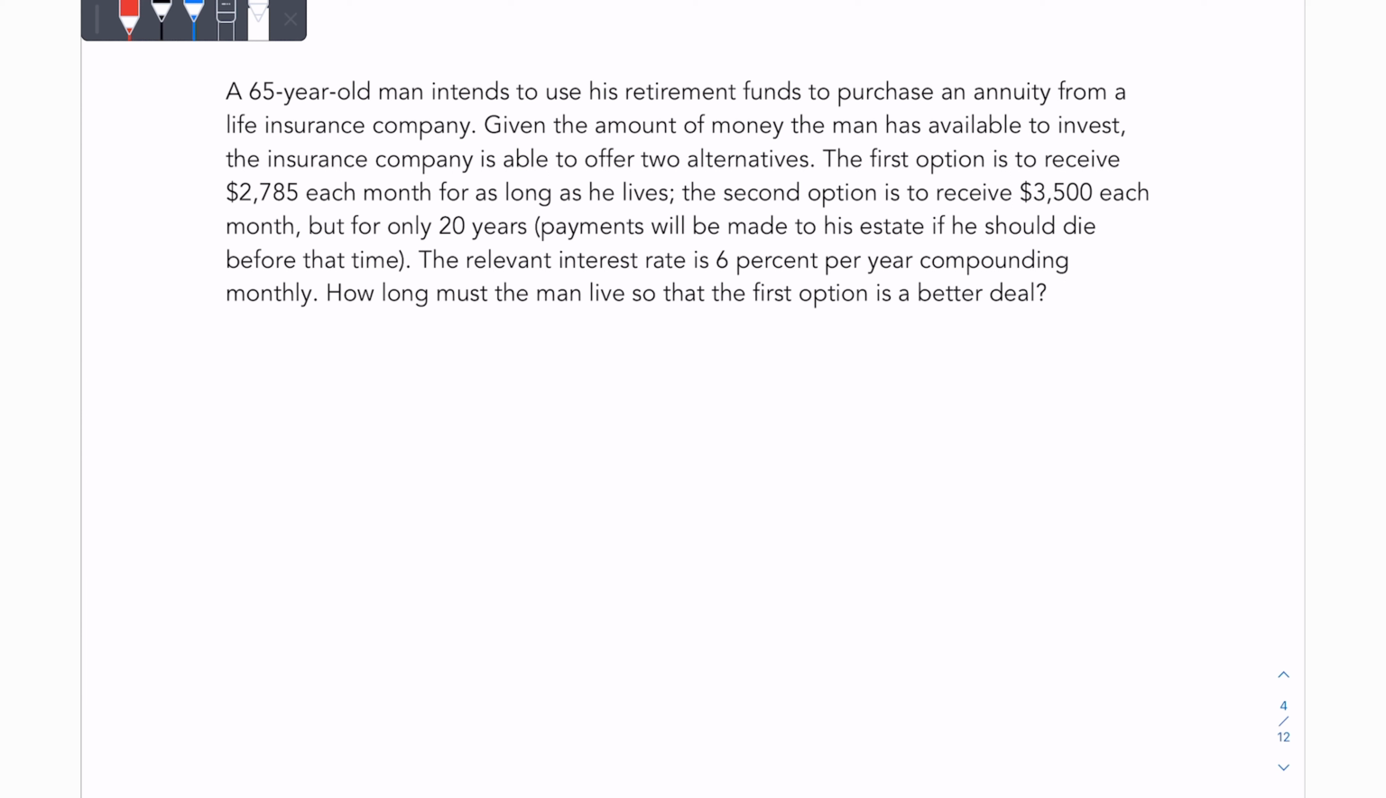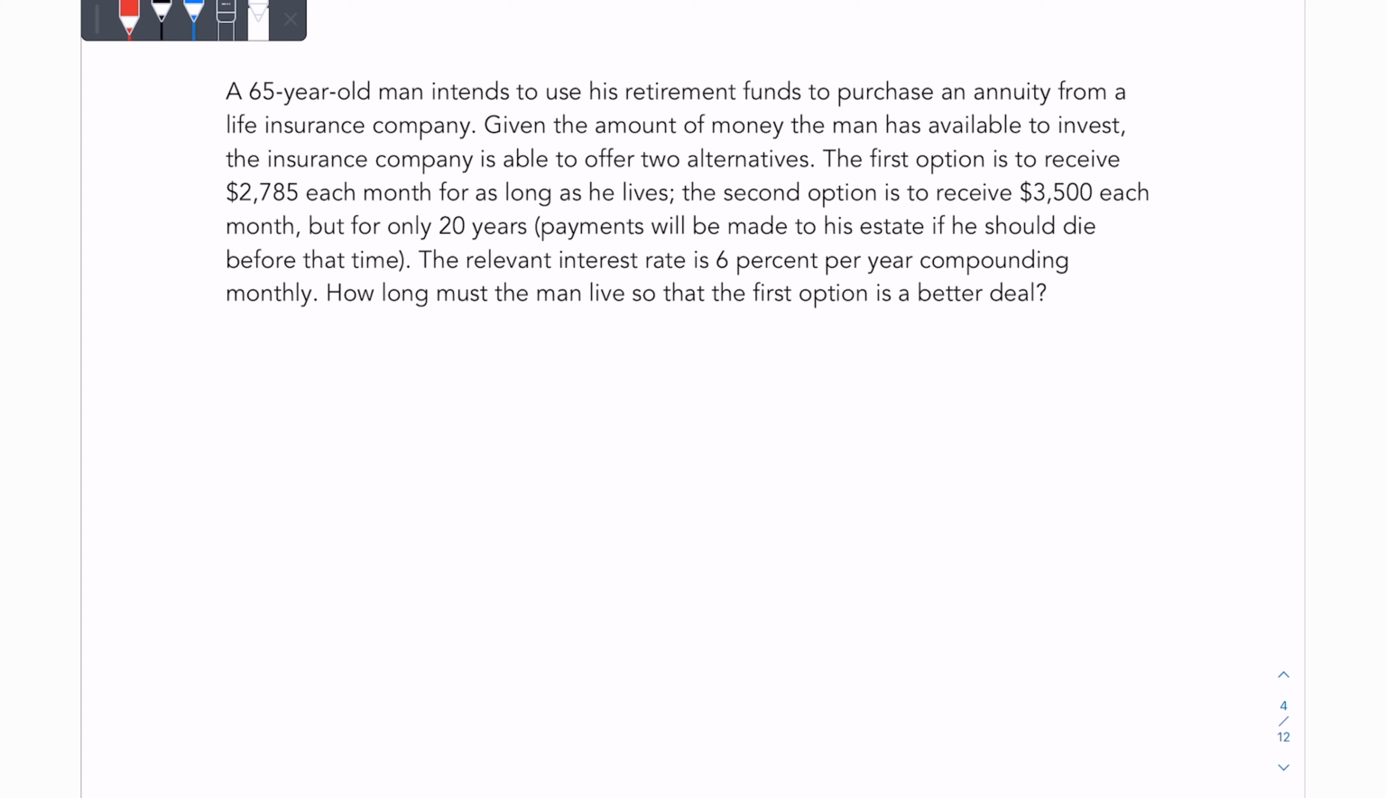Okay, so we have here two options. One of them is to get paid $2,785 for as long as he lives. So they're both annuities. That is also an annuity because it's not going to go on forever. It's only going to go on for as long as he lives. So it's an annuity, but we don't know when it's going to end. And the other one is $3,500 per month for 20 years. So that one we know is an annuity for 20 years.